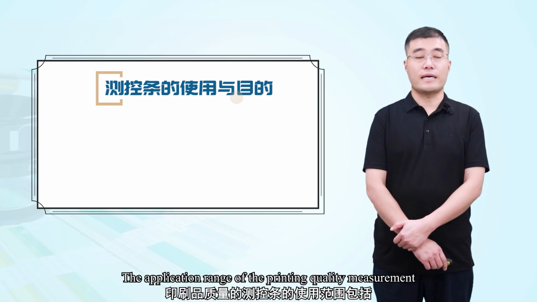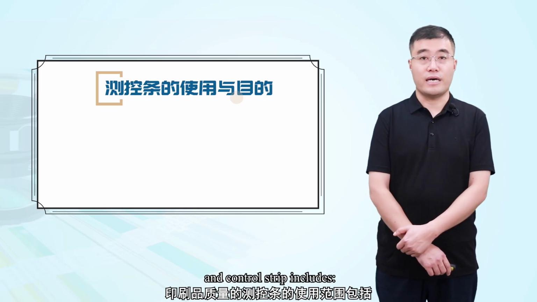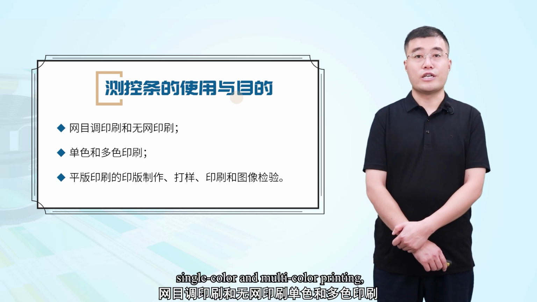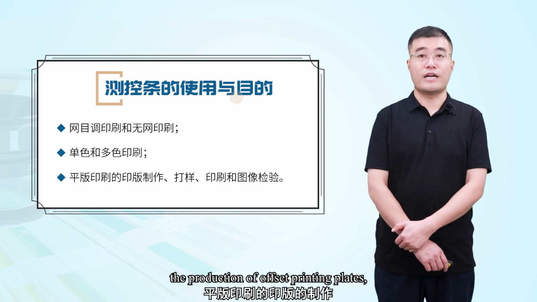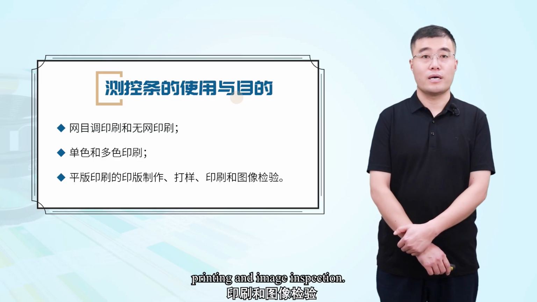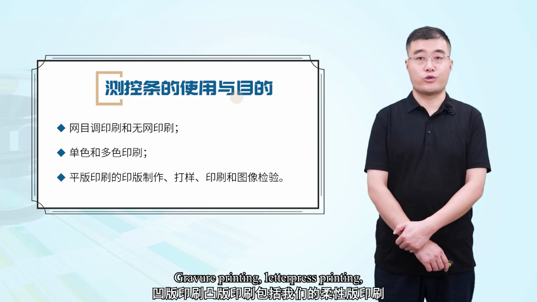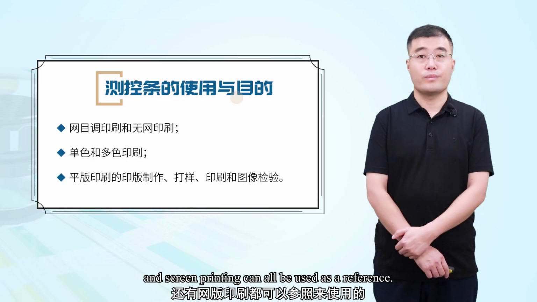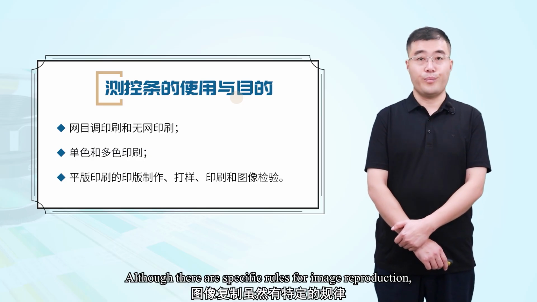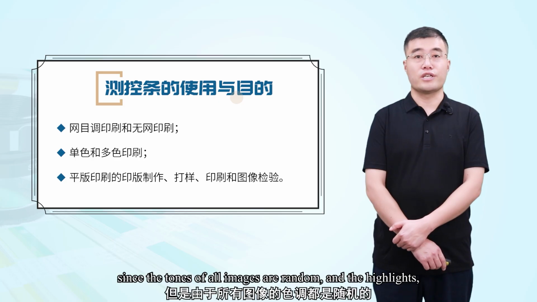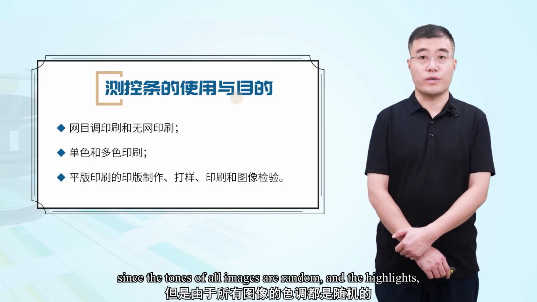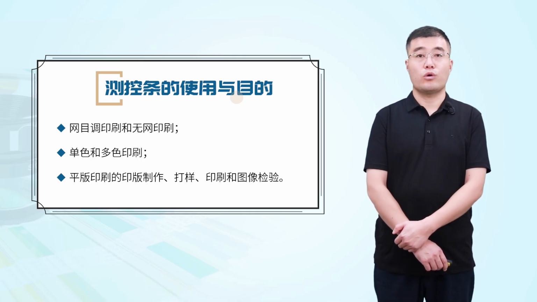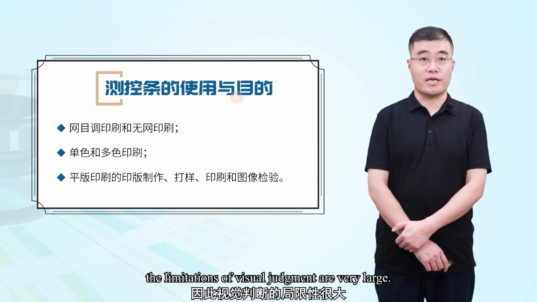The application range of the printing quality measurement and control strip includes screen tone printing and non-screen printing, single color and multi-color printing, the production of offset printing plates, proofing, printing, and image inspection. Gravure printing, letterpress printing, including our flexographic printing, and screen printing can all be used as a reference, although there are specific rules for image reproduction. Since the tones of all images are random and the highlights, midtones and shadows of each image are arbitrarily distributed, the limitations of visual judgment are very large.